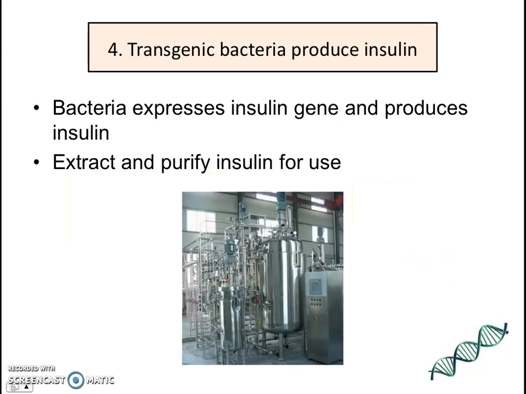Alright, so now I have my transgenic bacteria. It contains the human insulin gene, and it's able to express it and produce insulin. I can grow the bacteria in these large containers called fermenters, and after a while, they'll produce all the insulin. What I need to do then is extract and purify the insulin to be used.